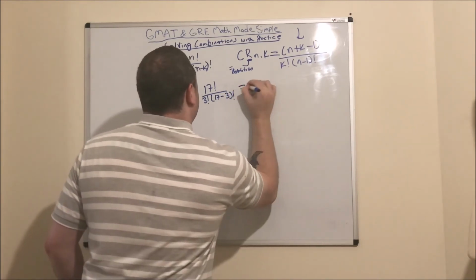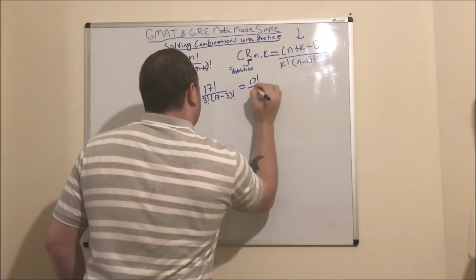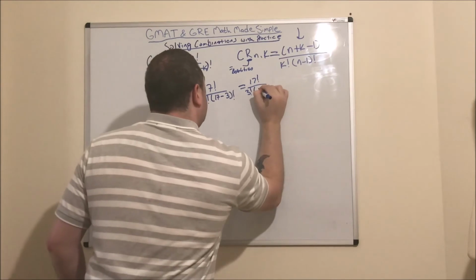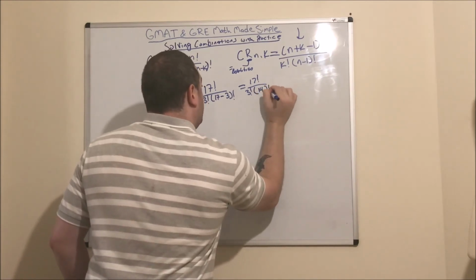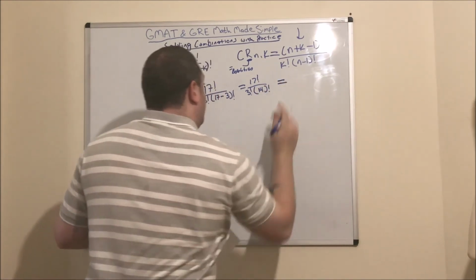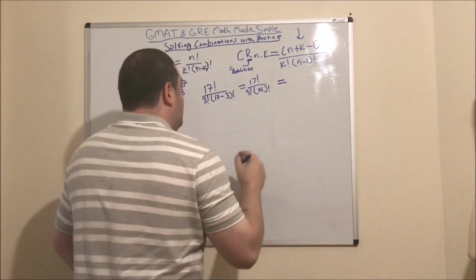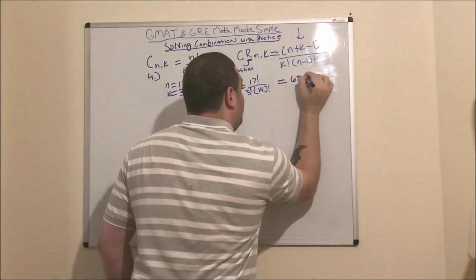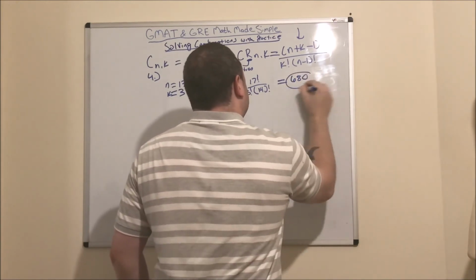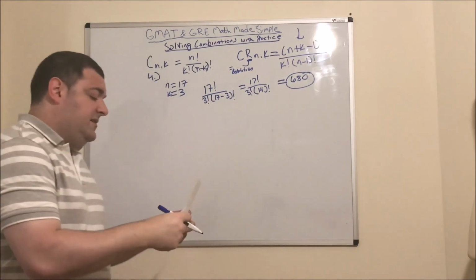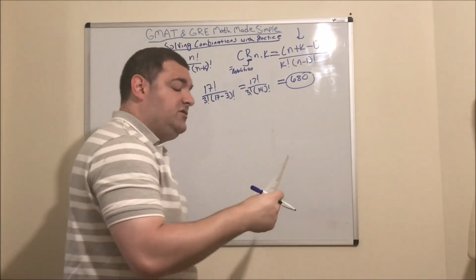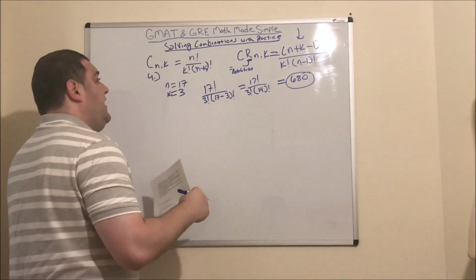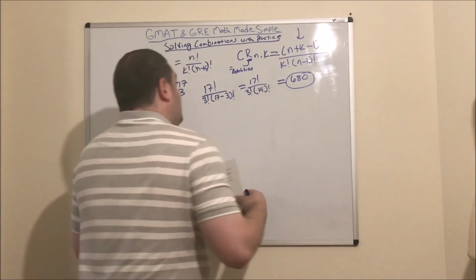When we do that, we still get 17 factorial on top, and we have 3 factorial times 17 minus 3, which is 14, factorial. When we do the numbers all together, we have a big number, but we're not going to put it all here. After you put it in your calculator, the solution is 680. So there are 680 ways that a team of 17 players can choose 3 to fill the water cooler.